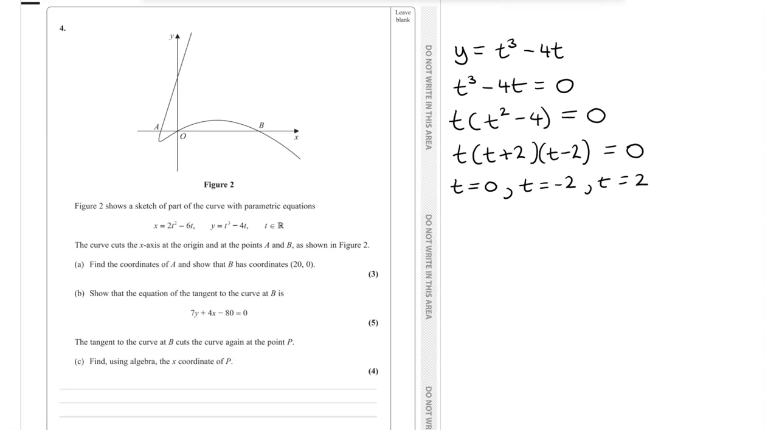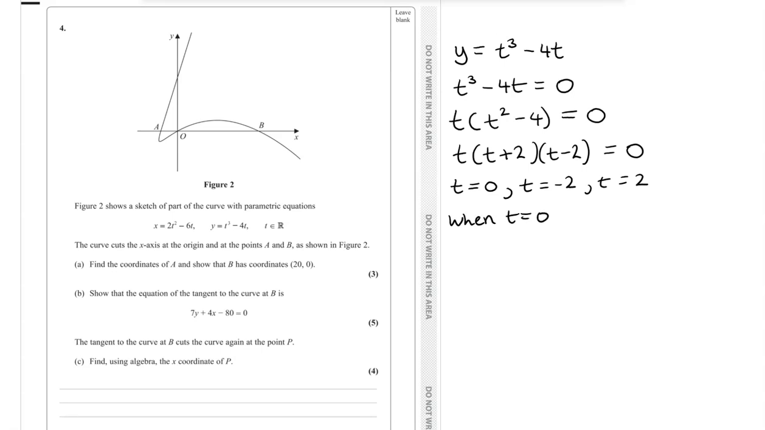It's to be expected that there were going to be 3 solutions because there's 3 places where it crosses the x-axis. So basically at A, the origin, and B, they all have some value of t here. Now we have to be careful, we can't just assume that A, O and B are just going to go in order for our t coordinates. We're going to need to test each of these t values to see what the corresponding value of x will be.